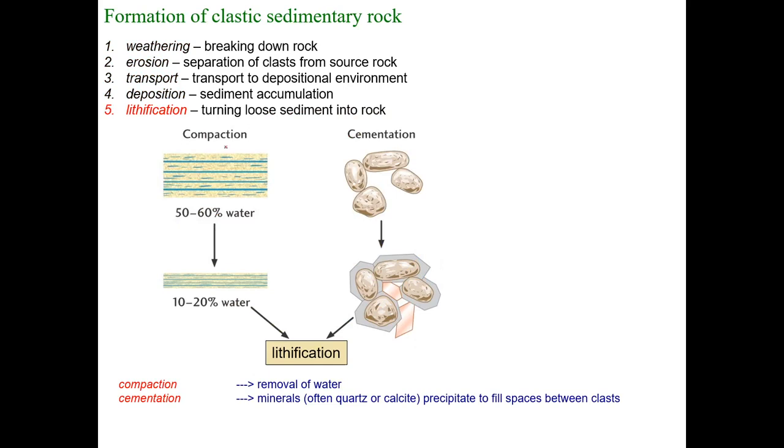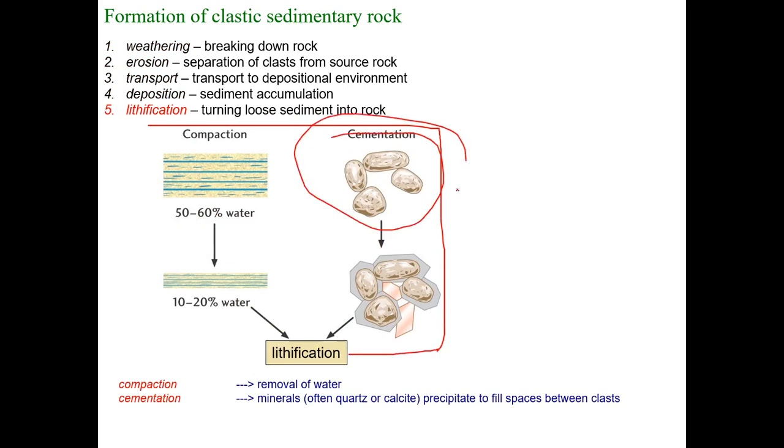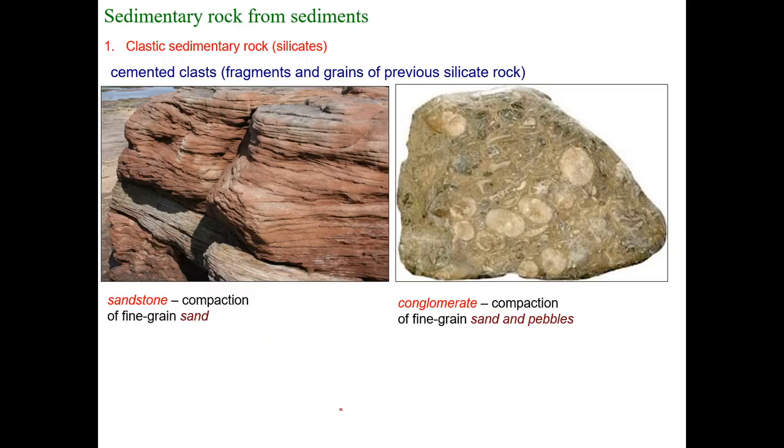You're always going to have in the process of diagenesis compaction, cementation, and lithification. Cementation is when the grains of the sediment are cemented together. Compaction is going to squeeze out the water, and often minerals like quartz or calcite will be precipitated to fill spaces between the clasts. So that's the cement. Quartz, calcite, hematite, or even clay are all very common types of cement that will cement the sedimentary rocks together.